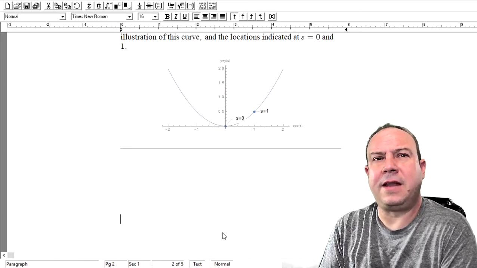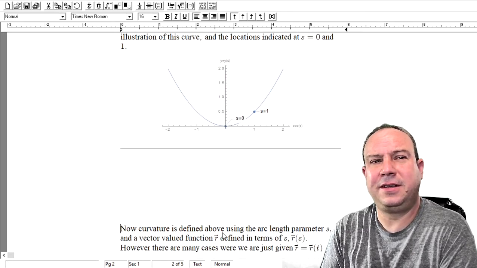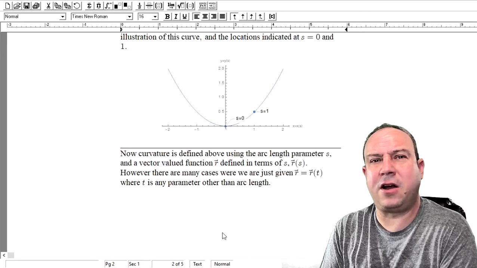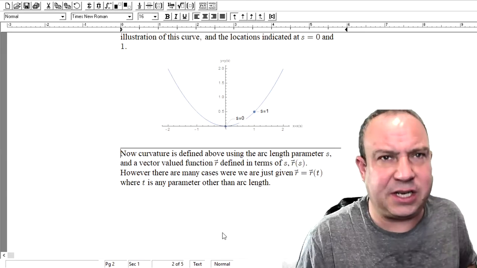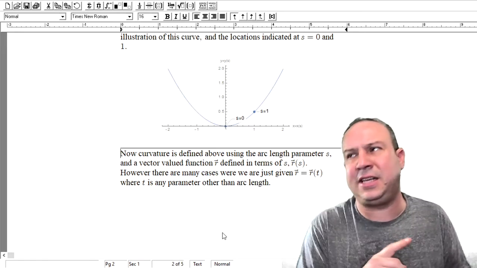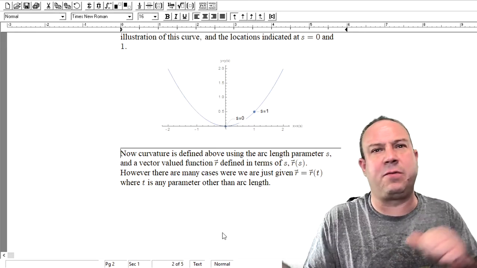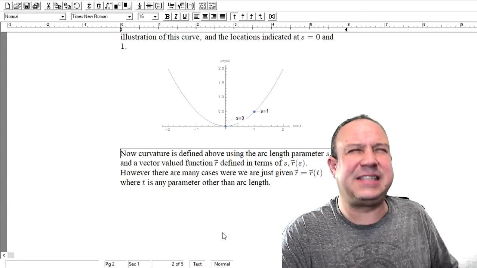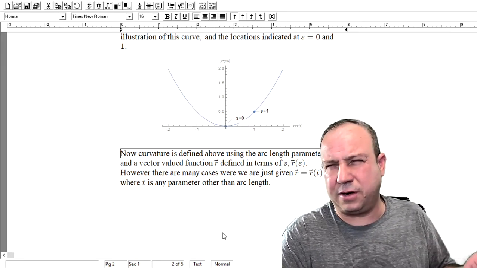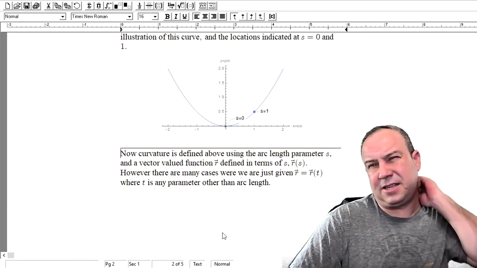Now, I have shown you how to define r bar in terms of s when looking at the arc length function. It gives us that relationship between s and t, where we can solve for t and replace that argument, putting s in for t into r bar of t to get r bar of s.